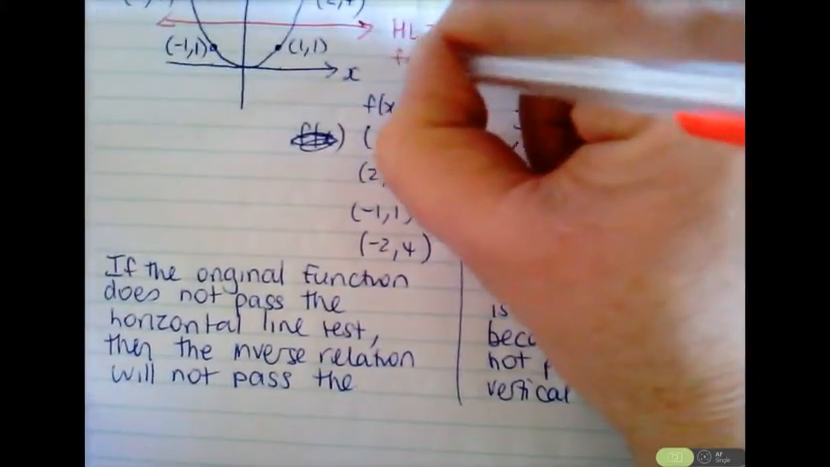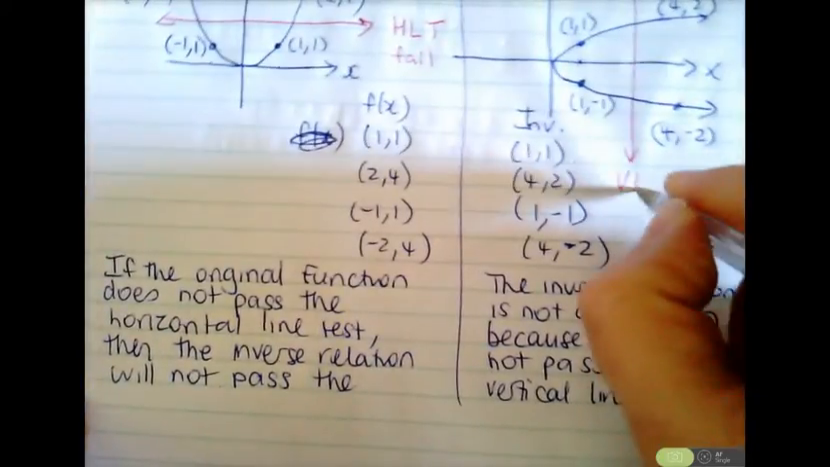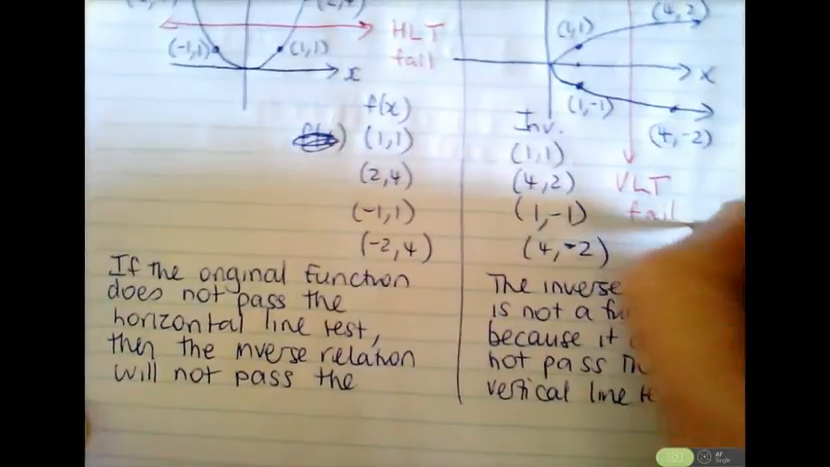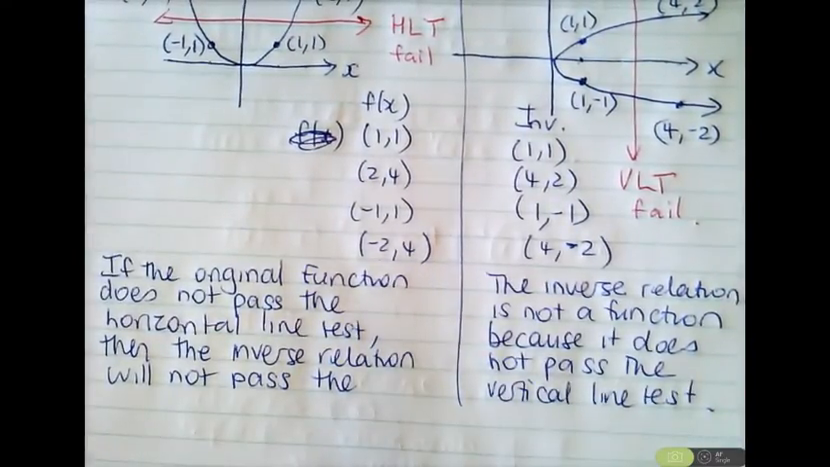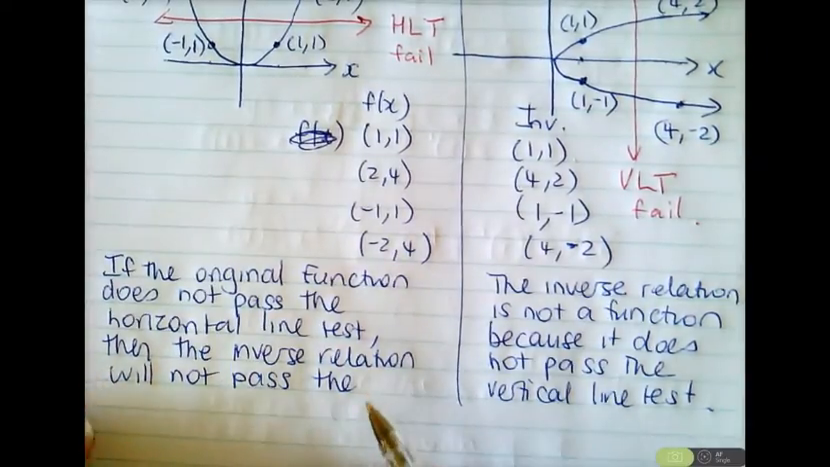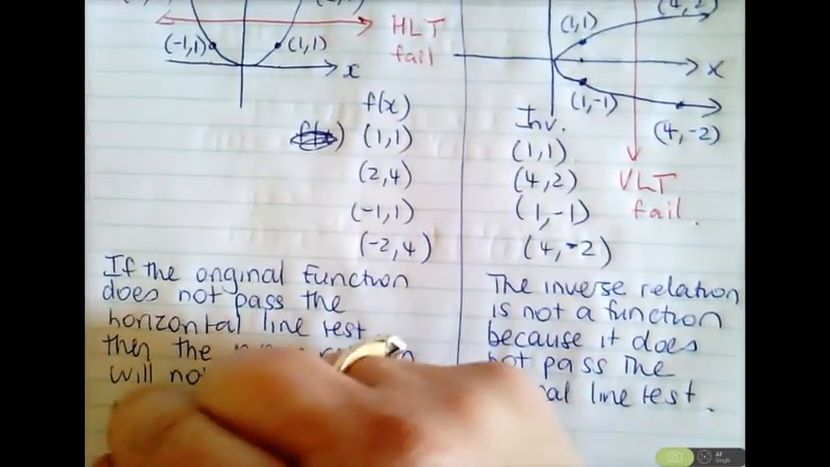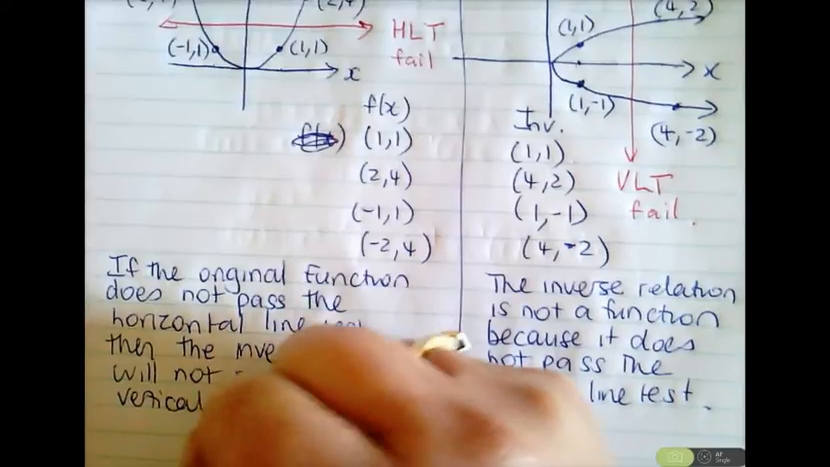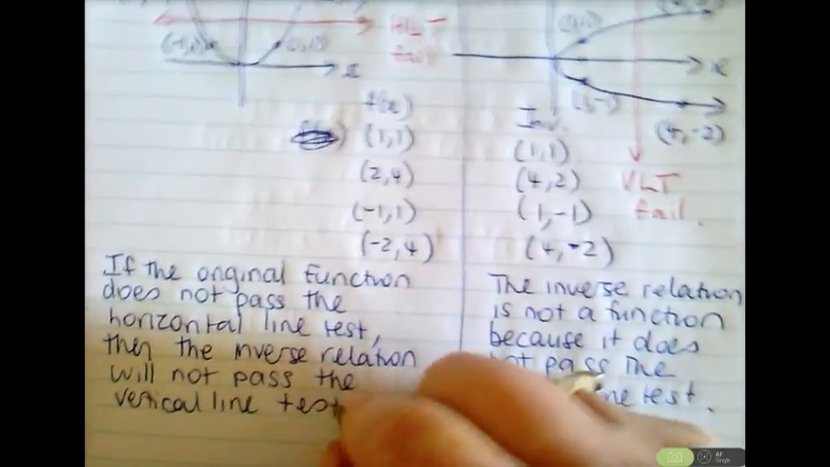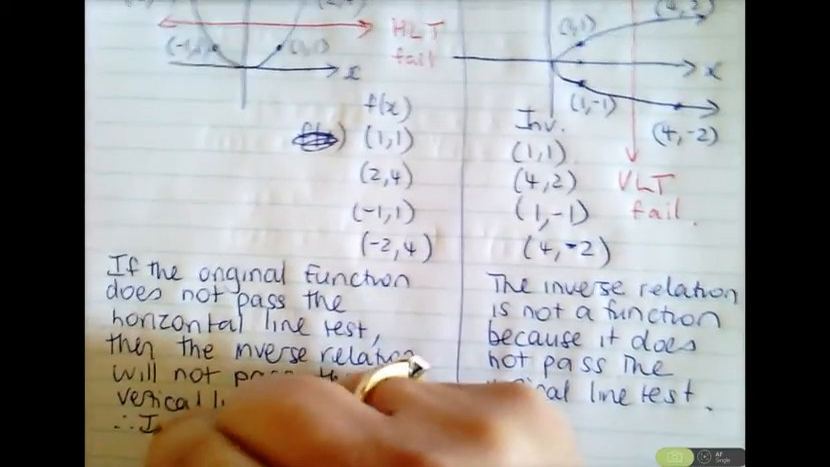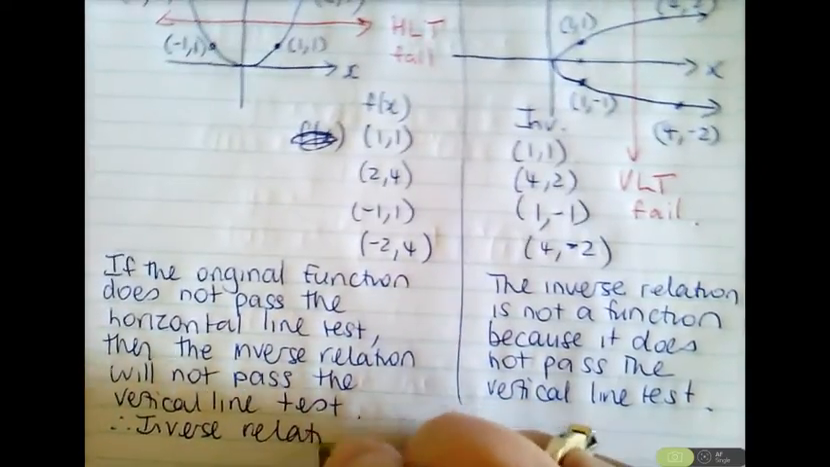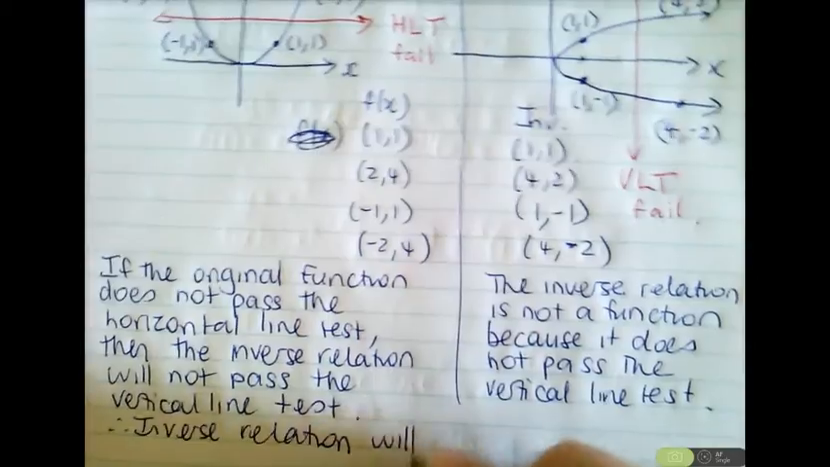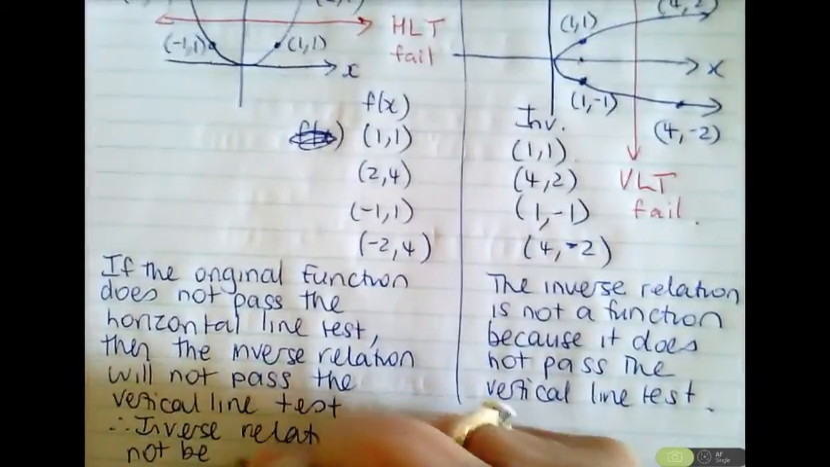HLT, fail. Vertical line test, fail. Doesn't pass it, not a function. So if the original function does not pass the horizontal line test, then the inverse relation will not pass the vertical line test. Therefore, the inverse relation will not be a function.